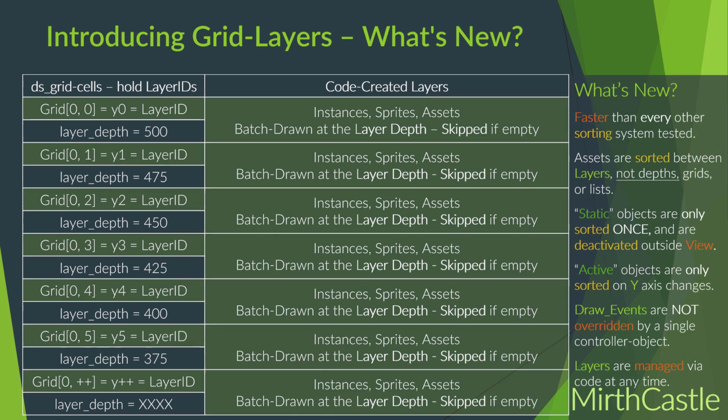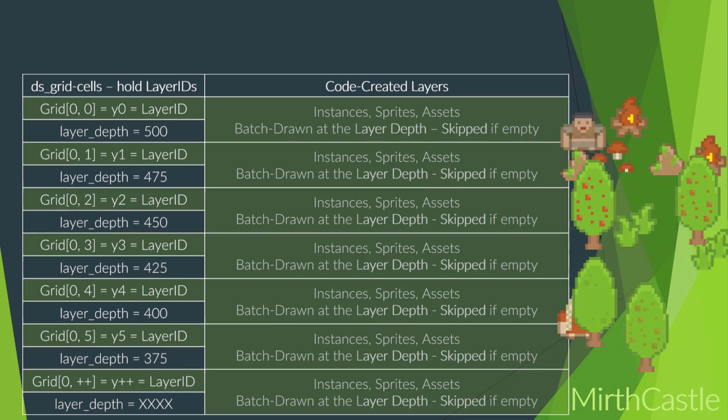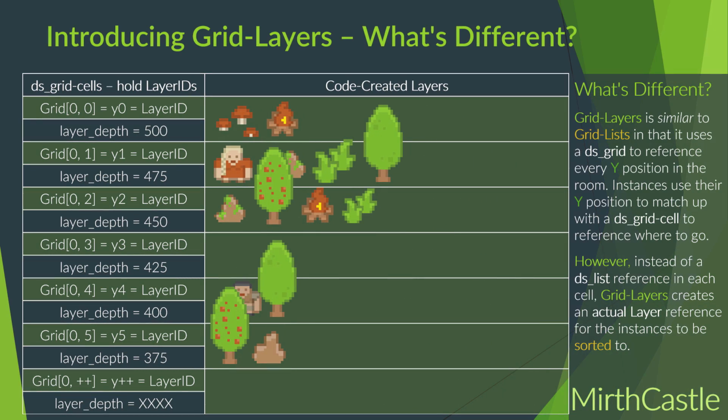I tried my best to represent how the system looks in the simple table. Over here on the left we have the DS grid with a cell for each Y position in the room, and on the right we have a representative of each of the layer references the grid cells hold. The layer depth isn't part of the grid, but I put it in there to show what depth we assign when we made each of the layer references in the first place. When the game starts, or at creation, all of the instances have instruction to find their layer reference from the grid and assign themselves there.